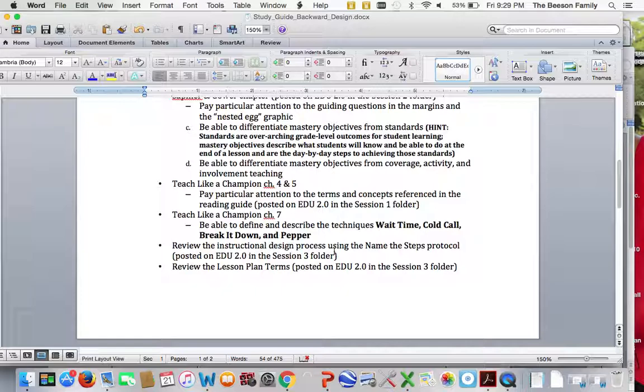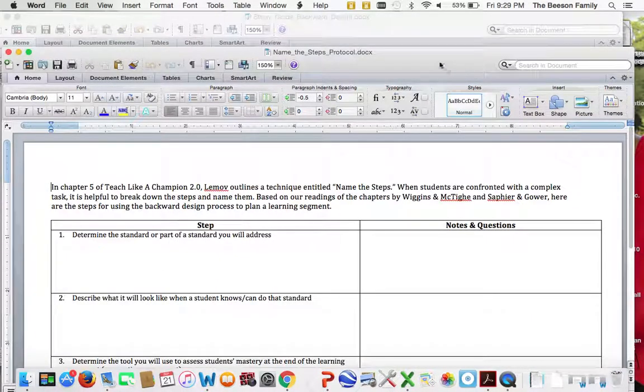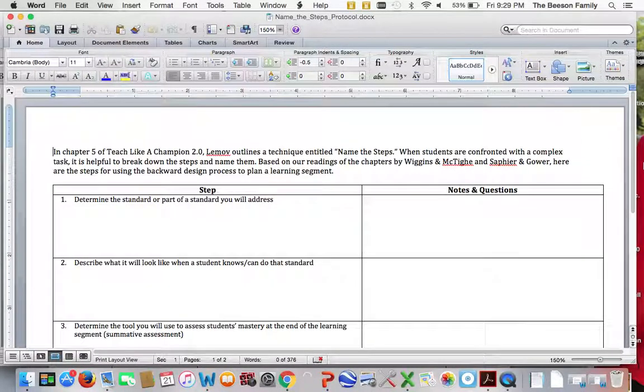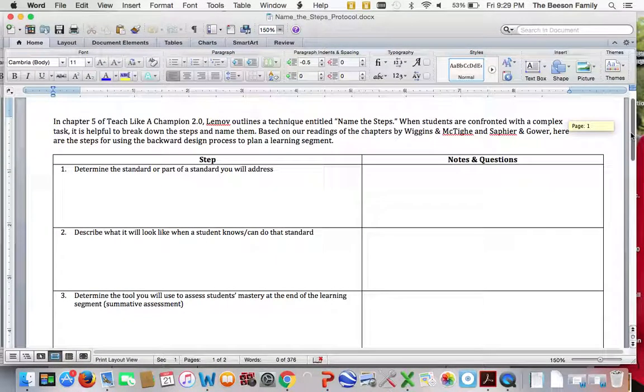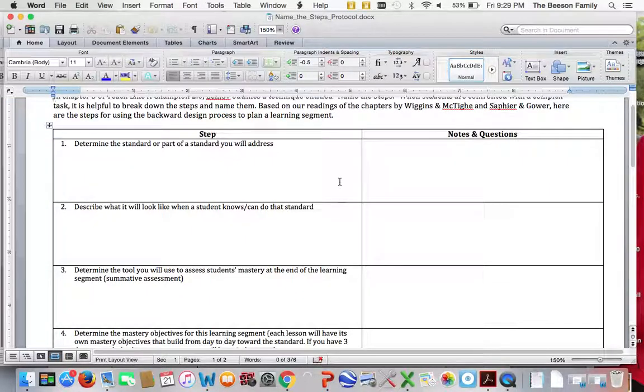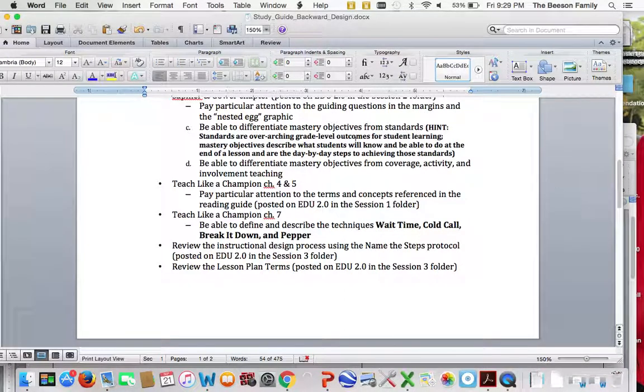The Name the Steps protocol we briefly looked at. That's this one. And it comes from our readings. We start with the standard. We think about what we want the students to know and be able to do. So this is very similar to that, this one right here. But this is obviously briefer than this.